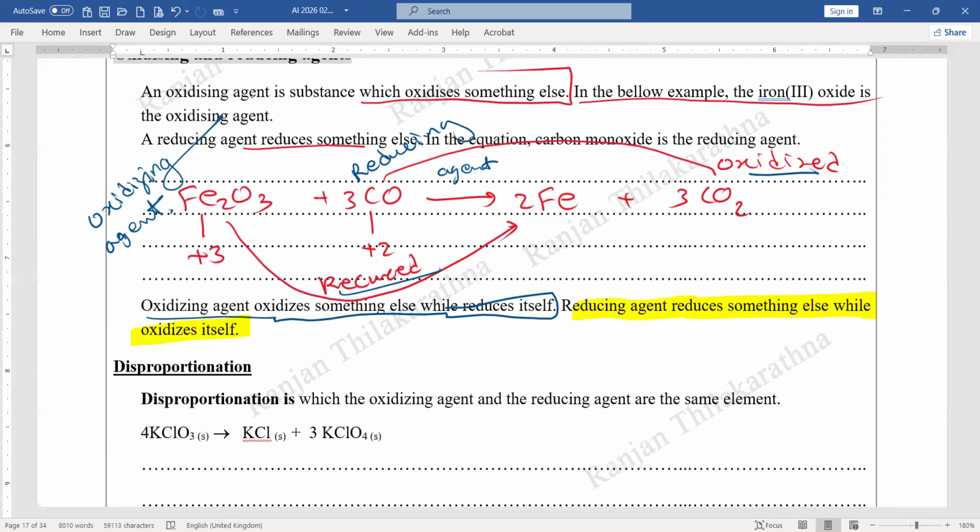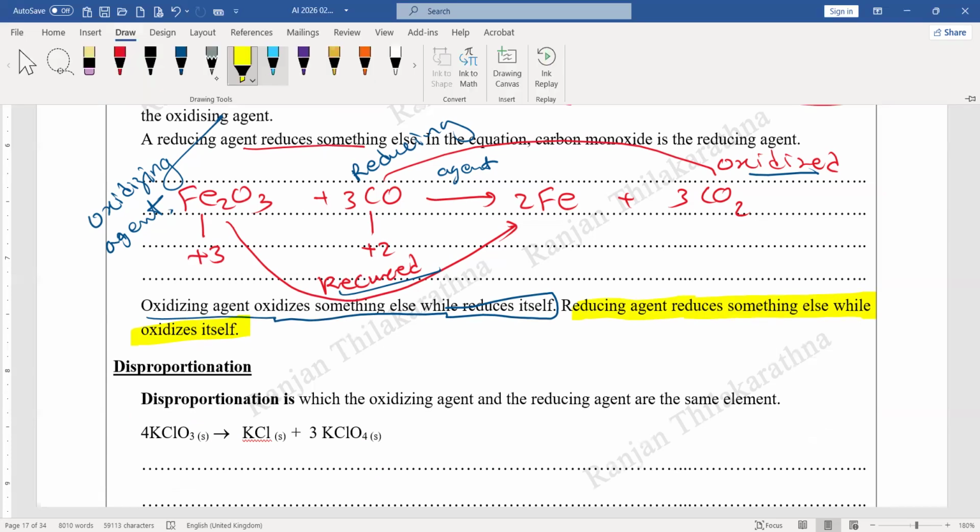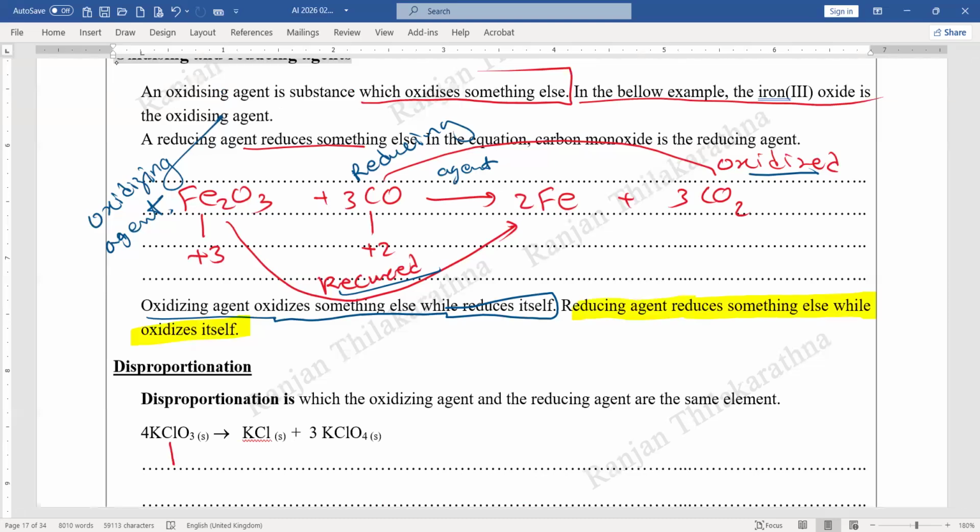And disproportionation reaction. Disproportionation means the same chemical element will undergo oxidation and reduction. In this case, if you find the oxidation state of this chlorine, it is +5 here. Here it is -1. Here it is +7.